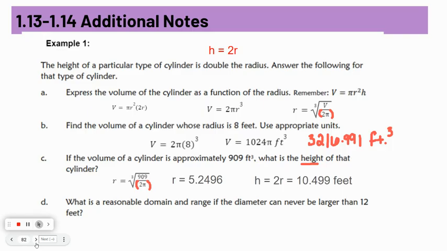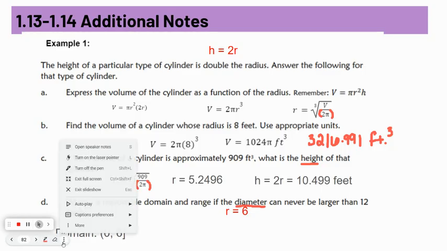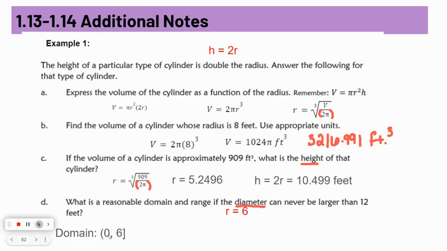Now part D says, what is a reasonable domain and range if we know that the diameter can never be larger than 12 feet? Our formula is all written in terms of the radius. So here, making a note that the radius is 6. That's the largest it could be. Then our reasonable domain would be what are the most reasonable radii I could plug in? Well, I can plug in anything from 0 to 6. I can't include 0, because if I include 0, then I don't have a cylinder. I have a 0 radius. That means no cylinder even exists. So I can't include the 0. I can include the 6.